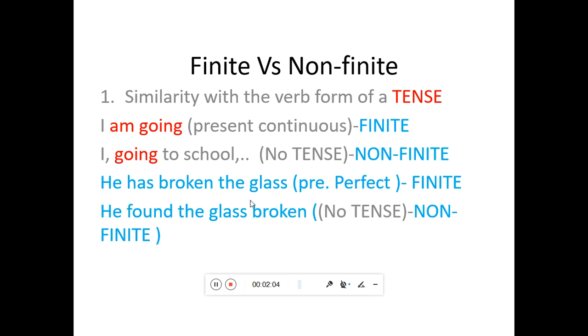"He has broken the glass." We know that has broken, with the past participle, is a present perfect tense. That's why it is finite. But if we say "He found the glass broken," this broken does not represent the verb form of any tense. That's why it is non-finite.